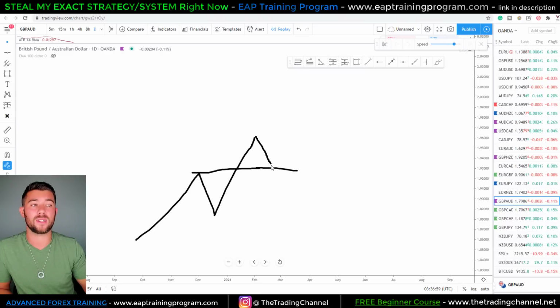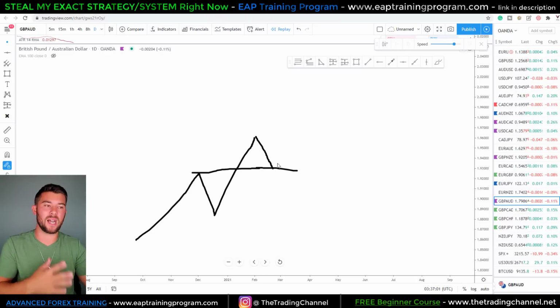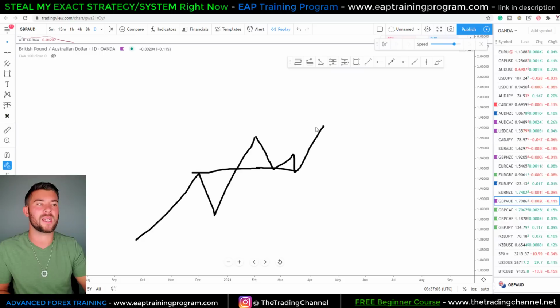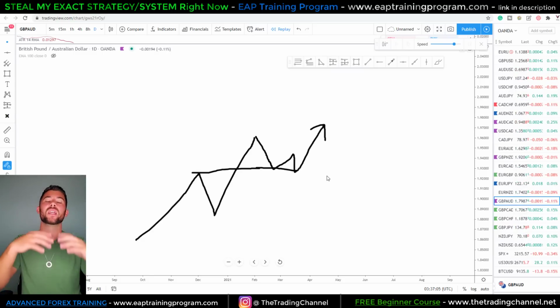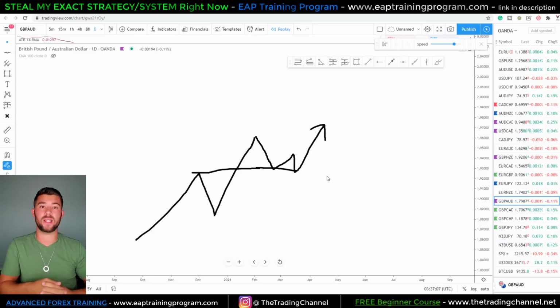You want to look for the market to come down to it, drop down to smaller time frames, and look for possible price action patterns or candlestick patterns in order to take trades from that level. And this, again, is not a make-you-rich-overnight type strategy. This is something that you need to put the work in to use.